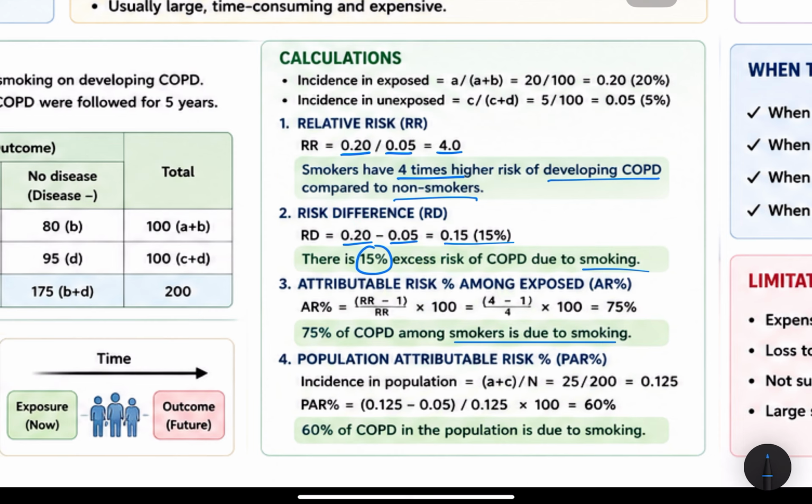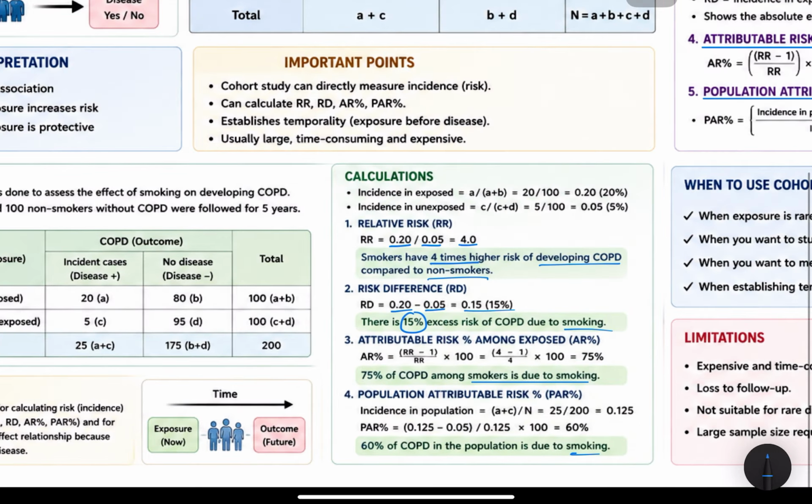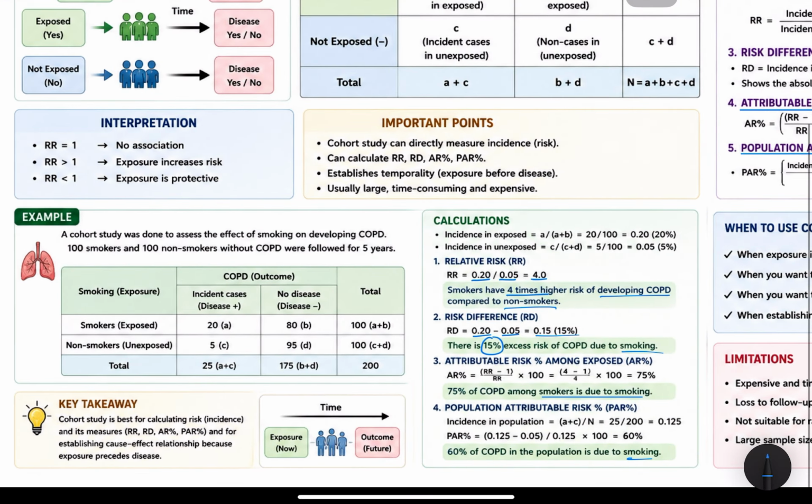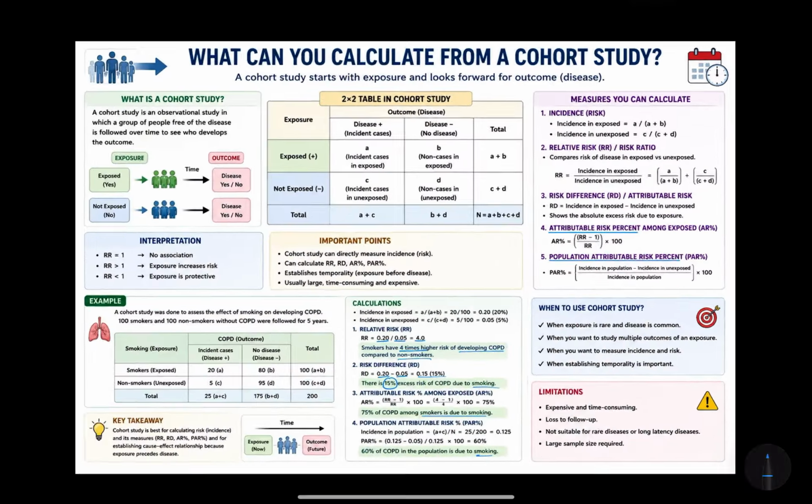Now the population attributable risk. Incidence in the population is A plus C upon the total number of the population. Here we get the PAR percentage as 60%, which indicates that 60% of the COPD in the population is due to smoking. So these were all the interpretations of all the values we saw here.